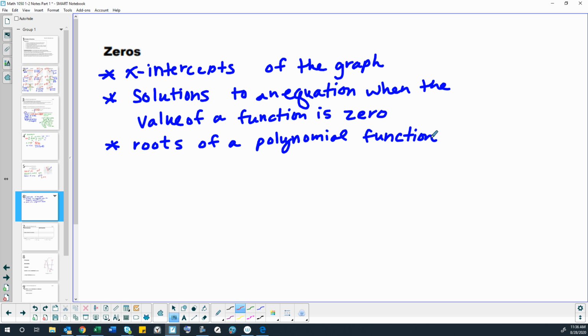I do have just a little example written here with regards to all 3 of these items. So let's throw an example. f of x equals x cubed plus 2x. Our instructions are to find the zeros.